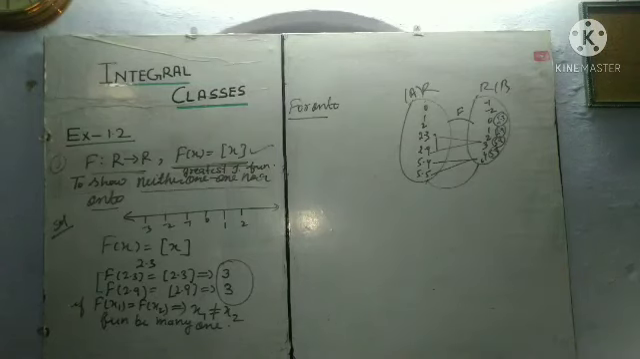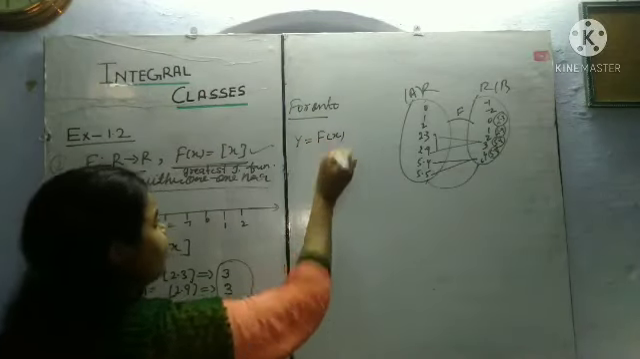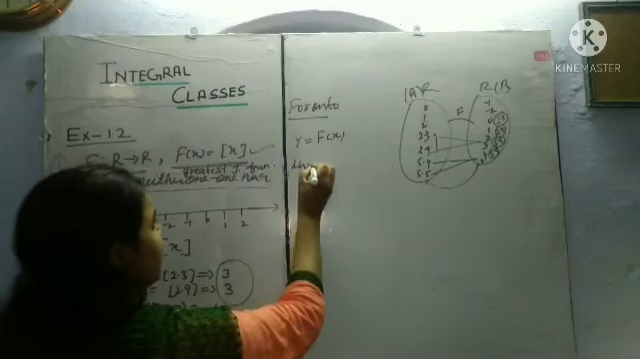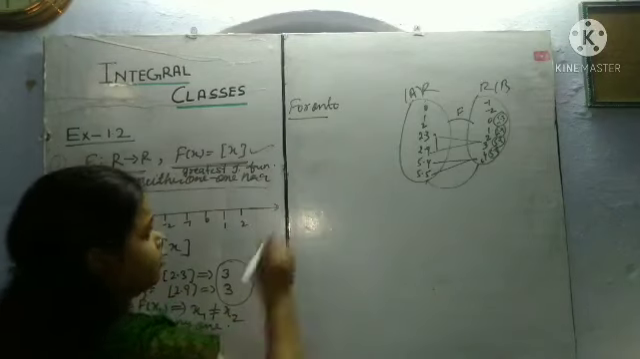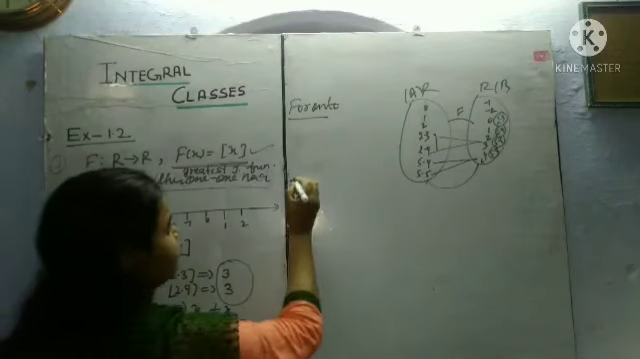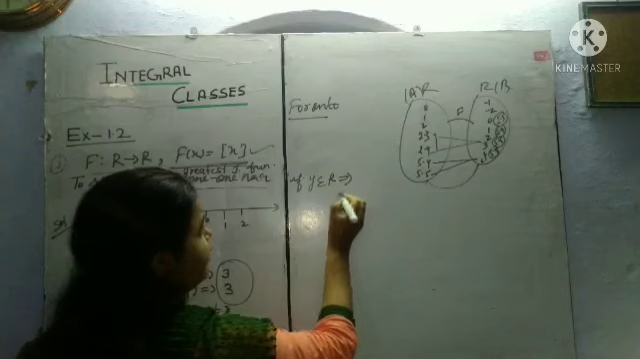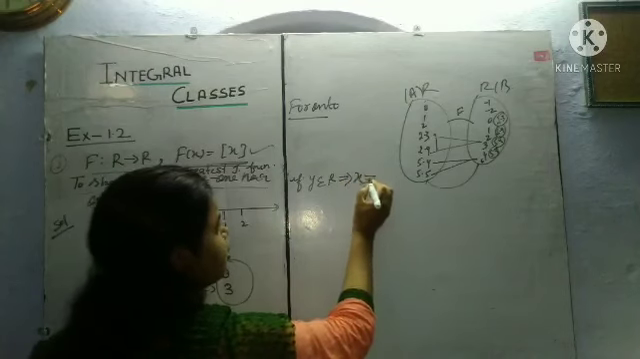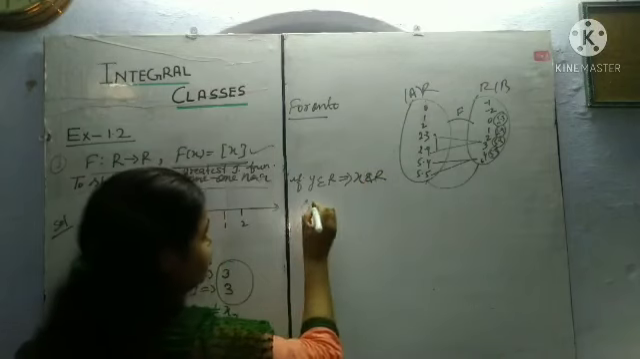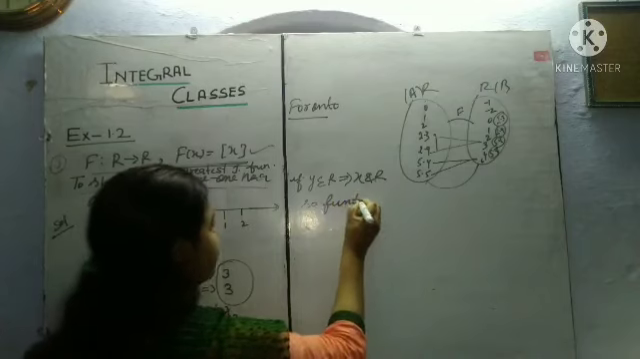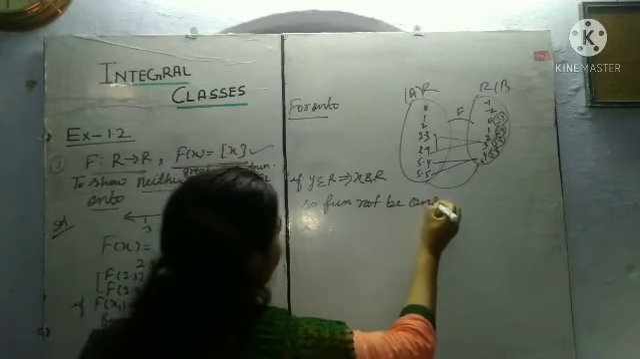So now we will write here: y equal to f(x). If y belongs to R, then it implies that x does not belong to R. So the function is not onto.